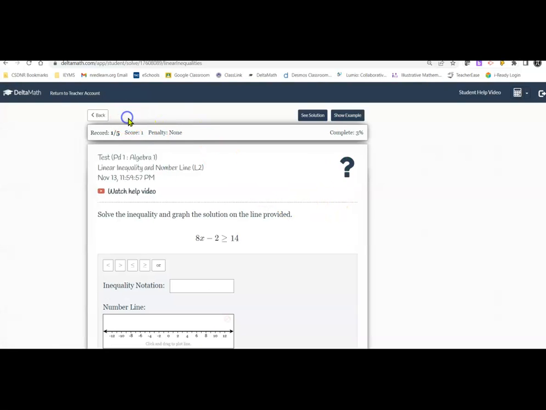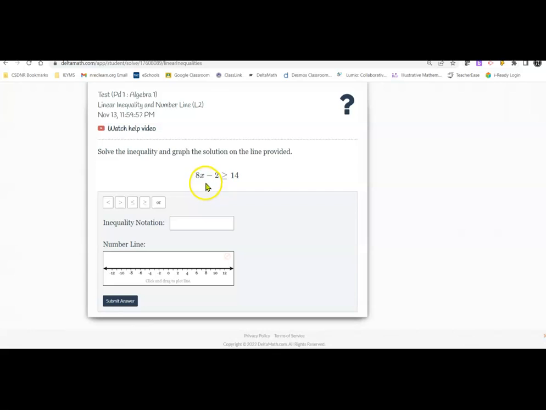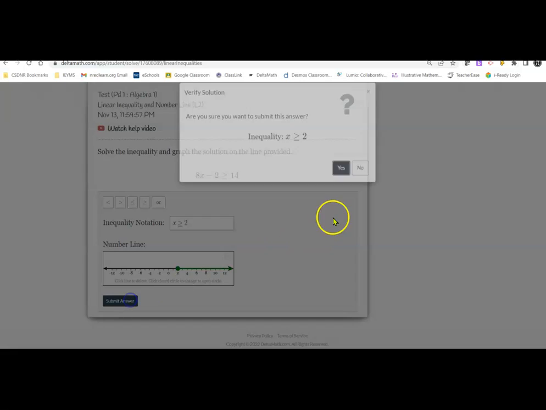And that is how you solve and graph on a number line. Again, use your properties of equality here, add 2 to both sides, divide both sides by 8, type your inequality here, and then click once with your mouse and drag it in the direction of your inequality symbol. Then choose whether you want an open or closed circle.